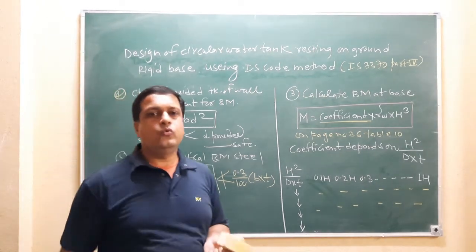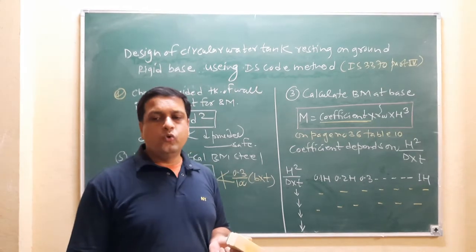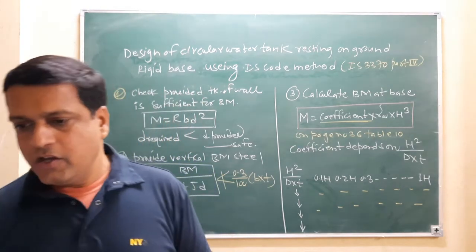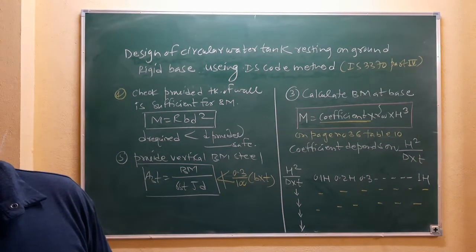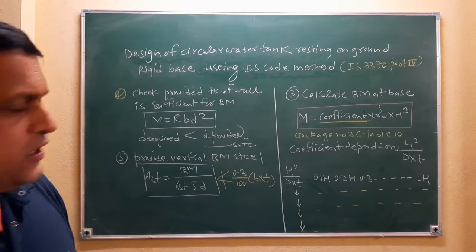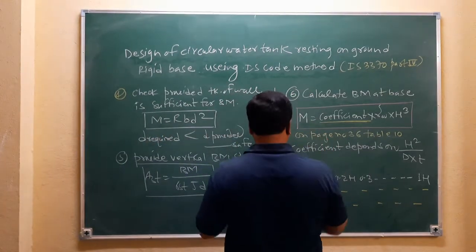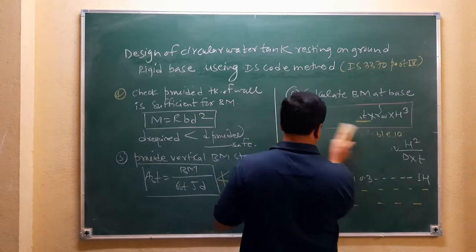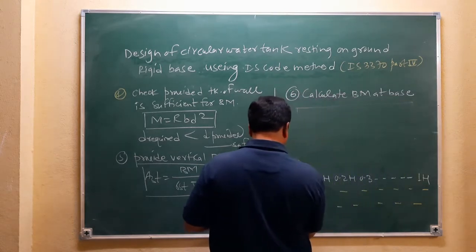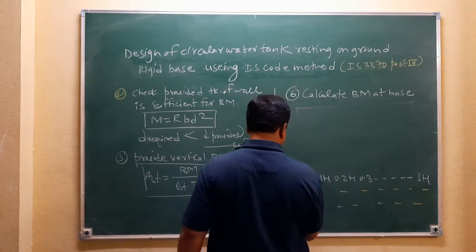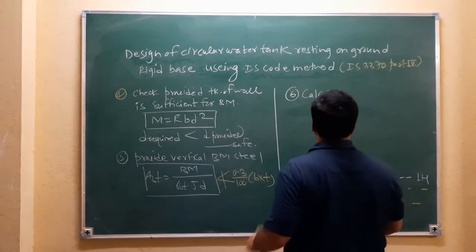Now you have to check whether your provided thickness is sufficient for hoop tension or not. Now you have to go for step number 6. Okay. So calculate hoop tension now.